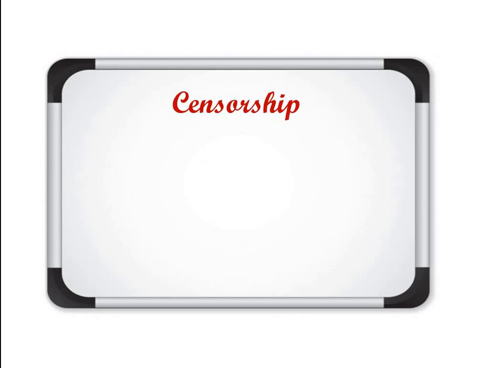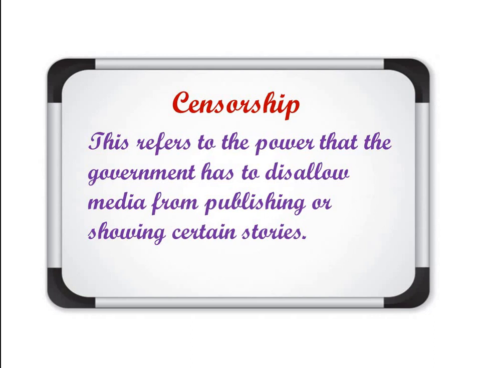Next thing, censorship. As I told you about the control of government on media. So what is this? This refers to the power that the government has to disallow media from publishing or showing certain stories. We have taken the example of the emergency time period when the government had control and stopped media from sharing different things with the public. The control of government, you can say, is censorship.